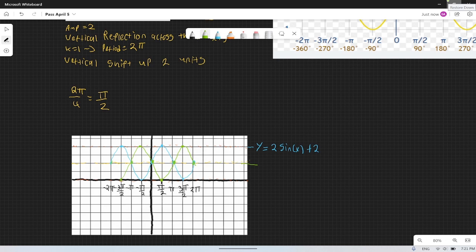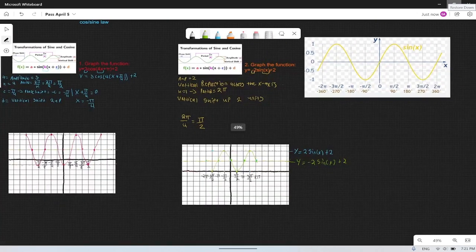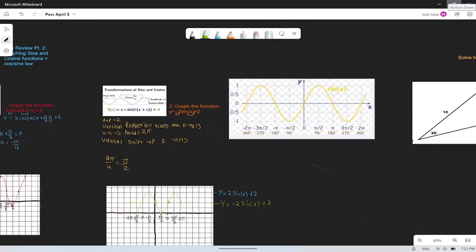If you want, you could erase the other graph, or you could leave it on. But if you leave it on, make sure you label your graphs. And that's how you sketch a sine graph.